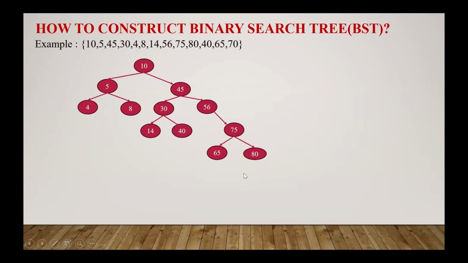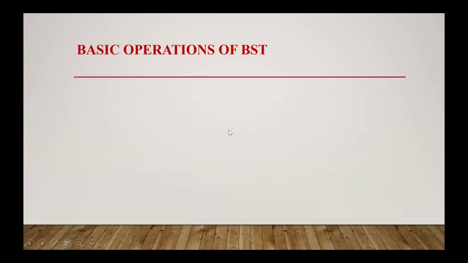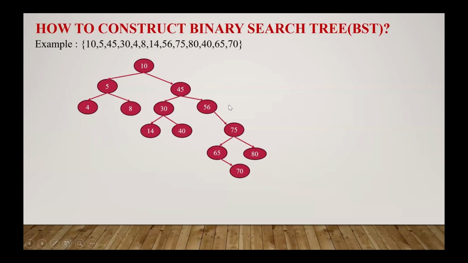Less than 80, so less than 80 means the left subtree. Because 70 is less than 75, we move to this node. Move to this node. Then it is greater than 65. That's why it is 70 here.